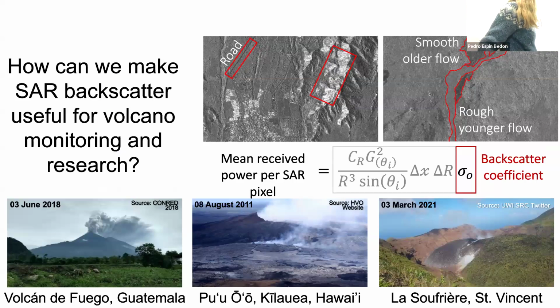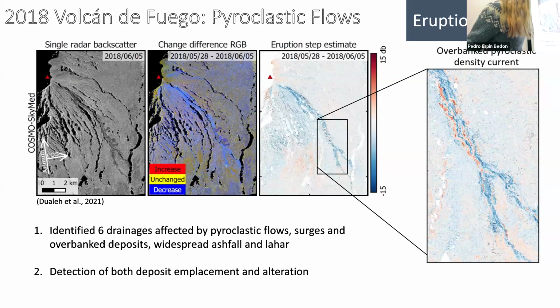So in simple terms, the mean power per pixel that's received back at the satellite is an expression that looks like this. All the terms that are in grey are essentially things that don't change all that much. Variation is very small, so we don't worry about them. And it's this sigma naught backscatter coefficient that you try and extract from this. So this is the example I already showed you from Fuego.